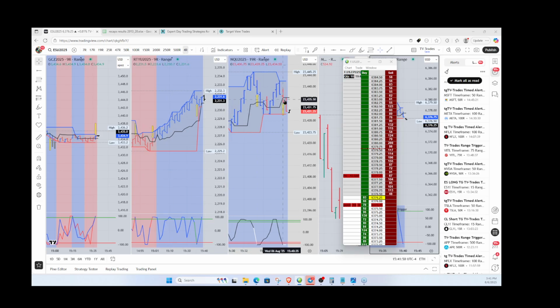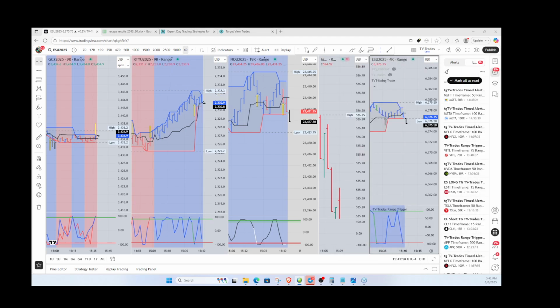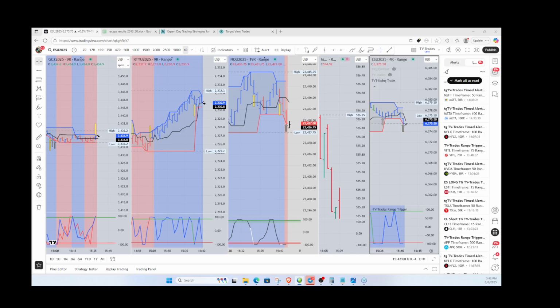Alright, you see how we have these red bars on a blue background here on the NQ? That suggests the background color is going to change on the next bar. And we just stopped out on the ES. So we got -8 on the ES. Okay, there's the background color change on that, and now it's going to give us a background color change over here on the gold. Okay.